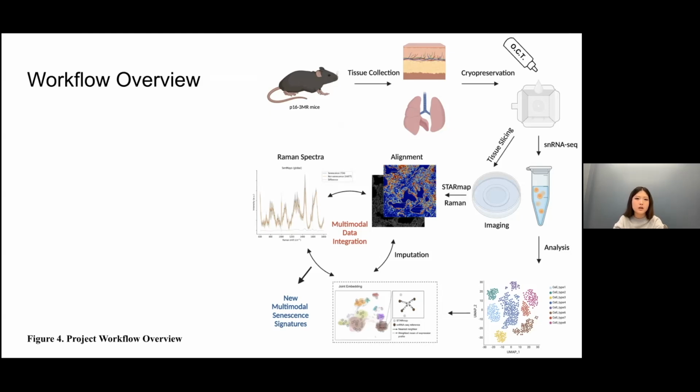To merge these different data layers, we align the Raman and STARmap datasets. This alignment enables us to map the gene activity directly onto the biochemical features identified by Raman imaging, creating a detailed molecular and spatial map. Next, we apply imputation to integrate the snRNA-seq data into these spatial profiles. By doing this, we could link gene expression from individual cells to their exact location in the tissue, providing a rich multi-modal view of both molecular and spatial information.